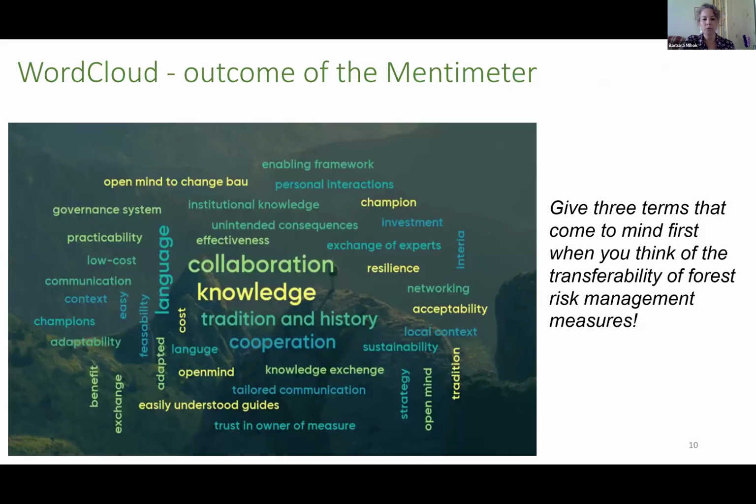And the next one is an illustration of an outcome of the Mentimeter. The last question to the participants was, we asked them to give 3 terms that come to their mind first when they think about the transferability of forest risk management measures. And they provided these 3 words, and we created together a word cloud of the words. So it was a very useful closure and integration, a simple co-creation process at the end of the workshop.